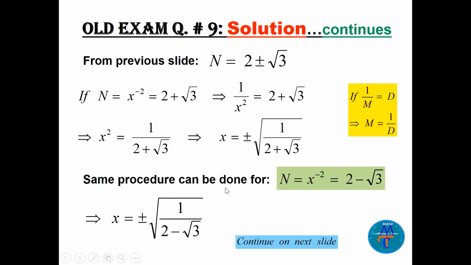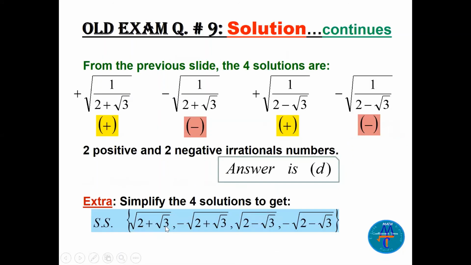Now, the same procedure can be done for the second one. x to the power minus 2 is equal to 2 minus square root of 3. Now x will be, with the same idea as 1 over m is equal to d, plus or minus square root of 1 over 2 minus square root of 3. So we have 4 values now. Let's continue on the next slide.